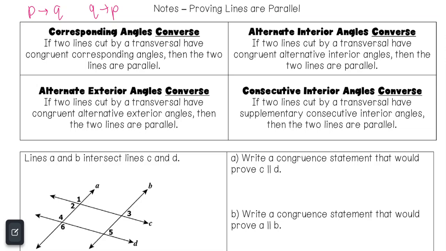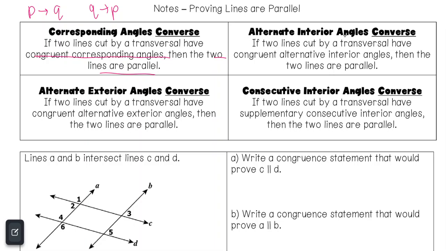So for an example, our corresponding angles theorem said that if two lines are parallel and they're cut by a transversal, then the corresponding angles will be congruent. So the converse of that will be that if you have two lines that are cut by a transversal and they have congruent corresponding angles, then that makes the two lines parallel. So what we're doing is essentially reversing the order of each of our theorems that we talked about.